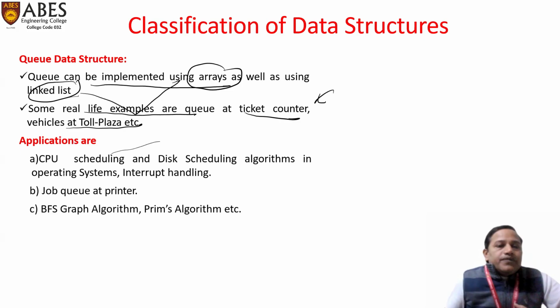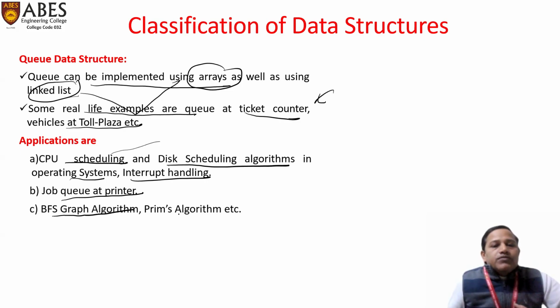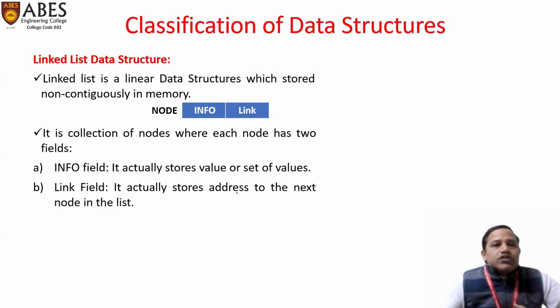Applications of the queue are CPU scheduling, disk scheduling algorithms in operating systems, interrupt handling, and job queue at a printer. When you put commands in the printer, when we put the first instruction and then the second then the third, they will get printed in the same order. BFS graph algorithm and Prim's algorithm are examples of queue data structure.